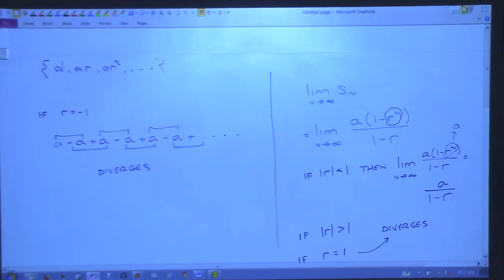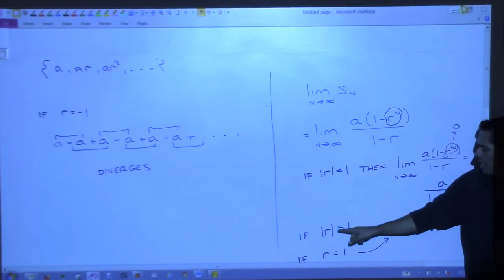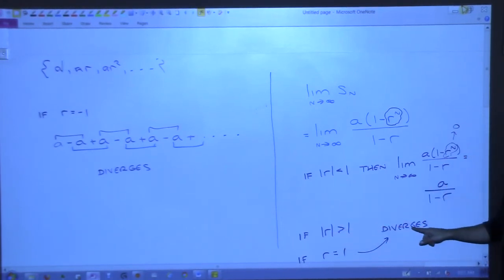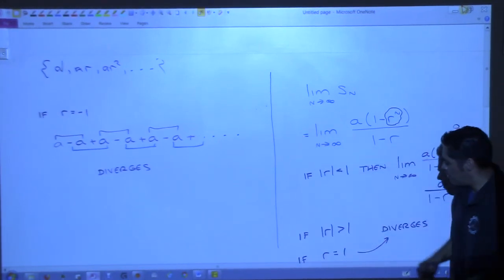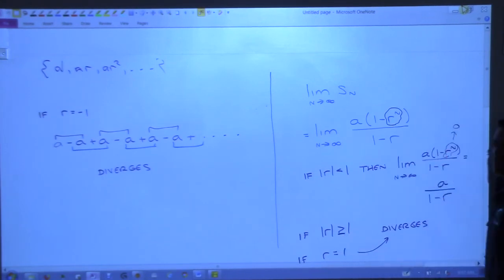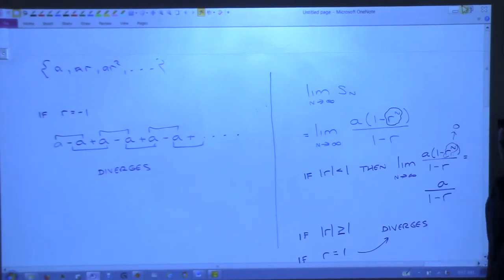Okay, so let's try and summarize this then. The only way we get convergence is this, right? If the absolute value of r is bigger than 1, it diverges. If it's equal to 1, it diverges. And if it's equal to negative 1, it diverges, right? So I'm going to put an equal sign under that. And that will cover all the cases. All right?